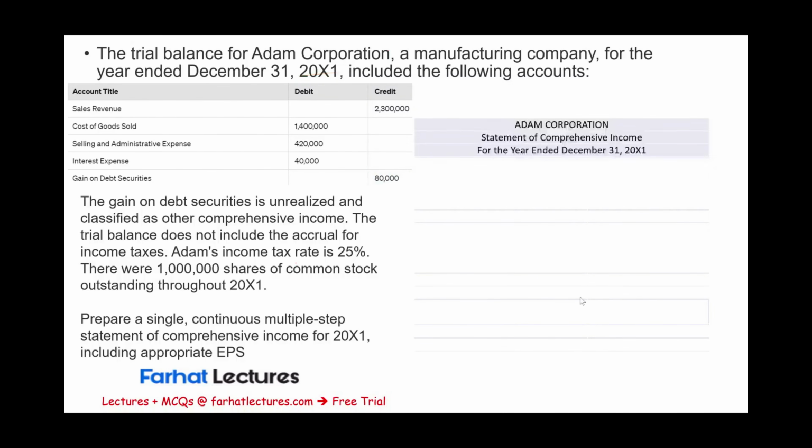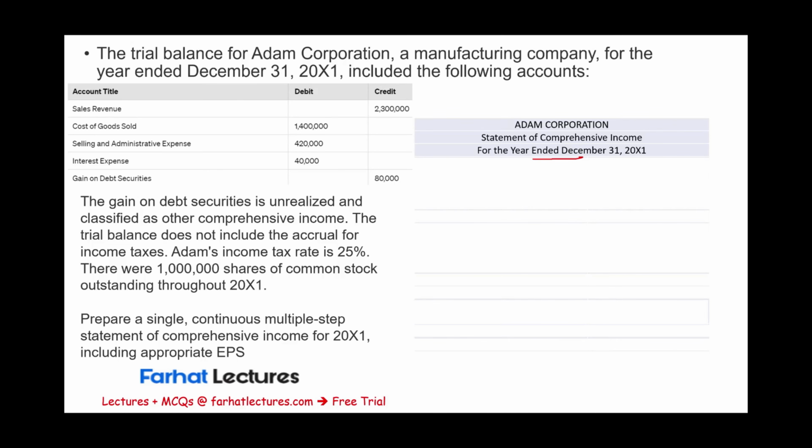Let's go ahead and start to prepare the headings of the financial statement: the name of the company, the name of the statement, and the period ended December 31st, 20x1. Now this is an income statement. It's for a period of time. Notice it's for the year ended.